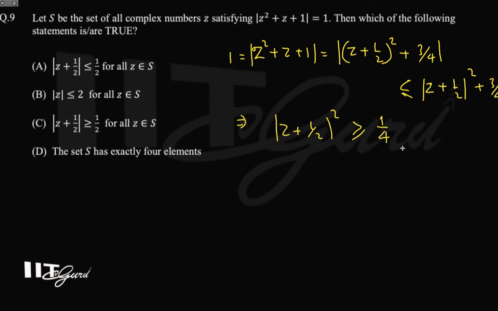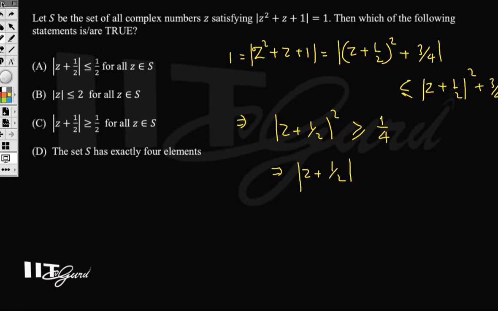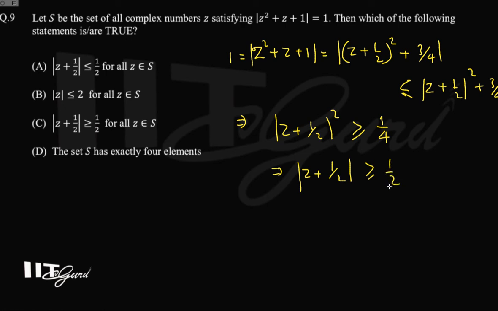And this implies that z plus 1 by 2 whole square, because this is asked in A and C options, and here we can say it is whole square, so take a square root and it is greater than or equal to 1 by 2. So z plus 1 by 2 is greater than or equal to 1 by 2. This option is correct, C option. Among A and C, only C is correct.